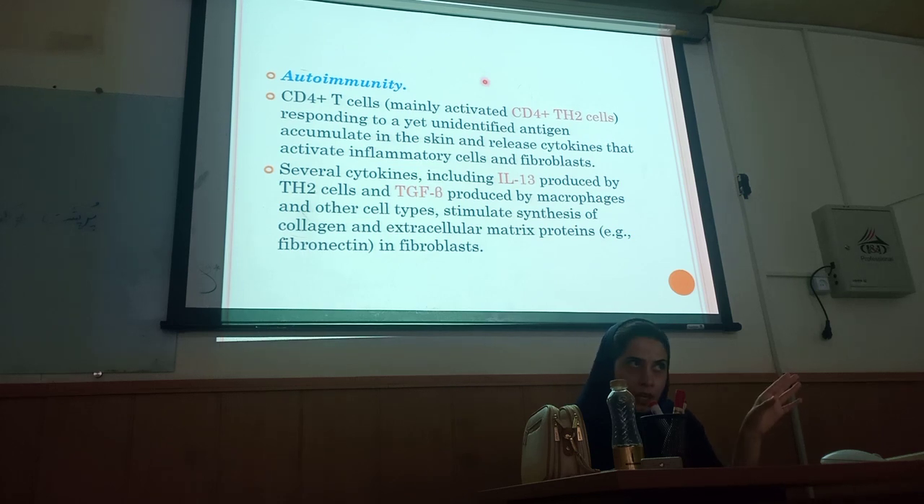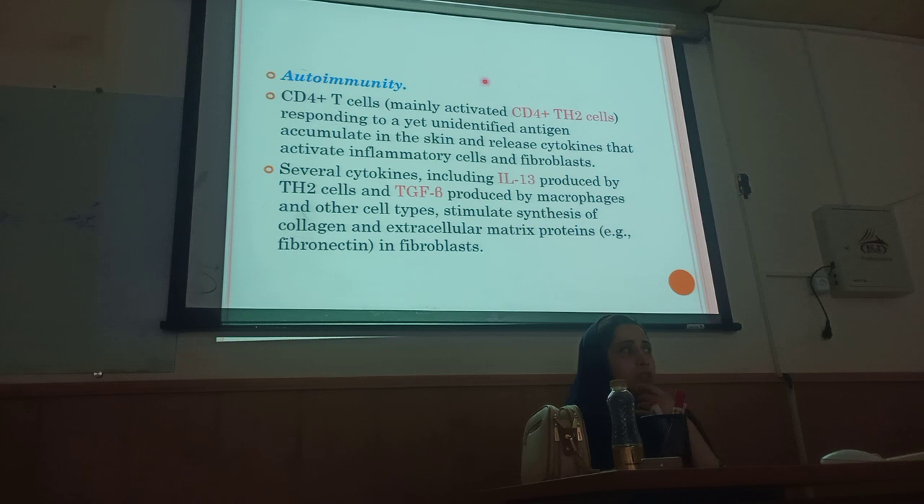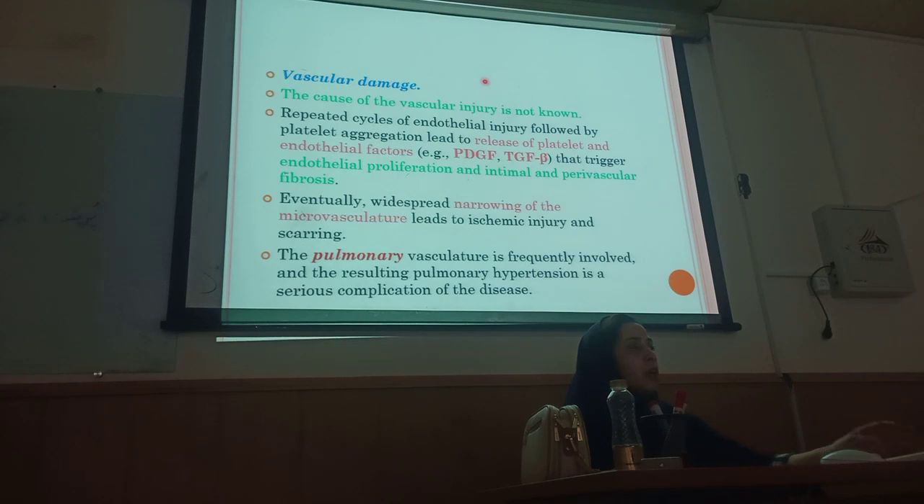And which cytokines? TGF-beta. Which do what? Synthesis of collagen and extracellular matrix proteins in fibroblasts. So we have TH2 cells, and production of some cytokines that are fibrogenic. We also have vascular damage, and the cause of vascular damage is unknown.